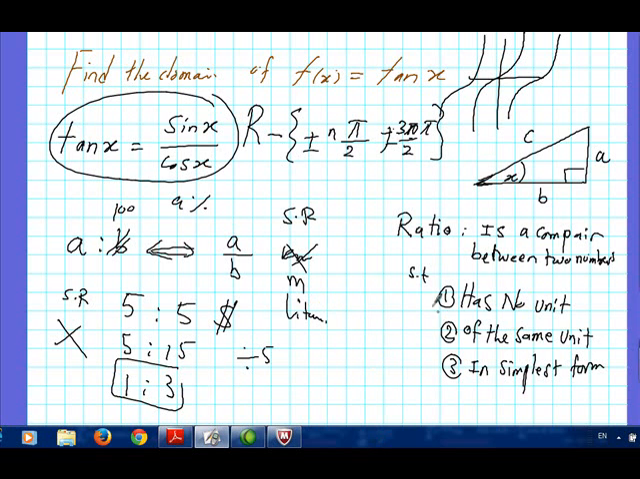Now we have to find the domain of the very famous questions like that. Tan x, as we said before, is sine over cosine, numerator over denominator. So the domain of the numerator will be R, the domain of the denominator will be R, neglecting the zeros of the denominator, which will be plus or minus n pi over 2 and 3 n pi over 2. As we discussed before, all the trigonometric functions are just ratios of some sides of a right-angled triangle.